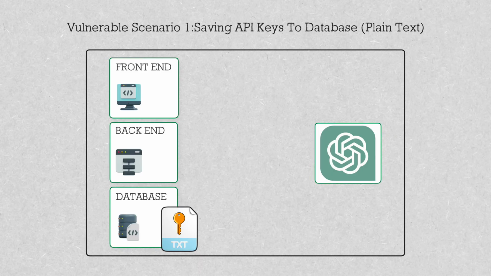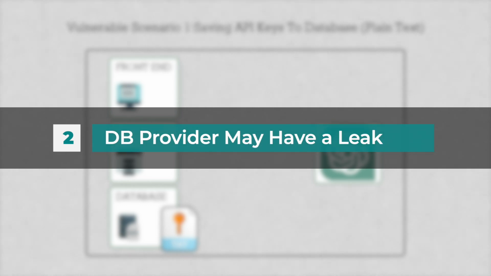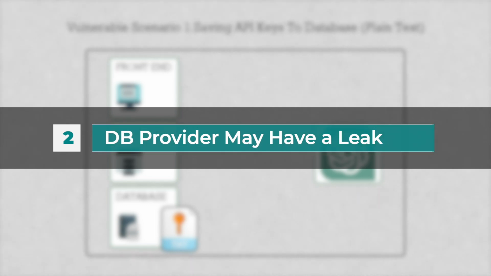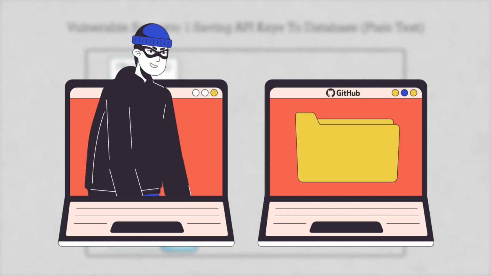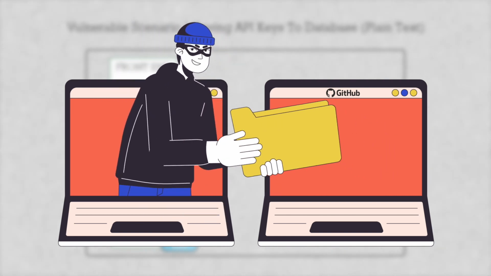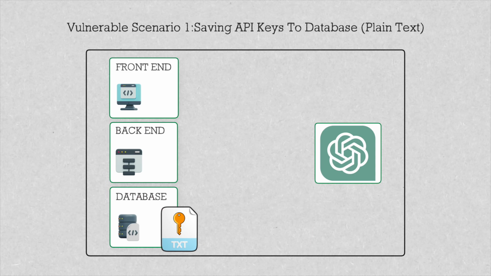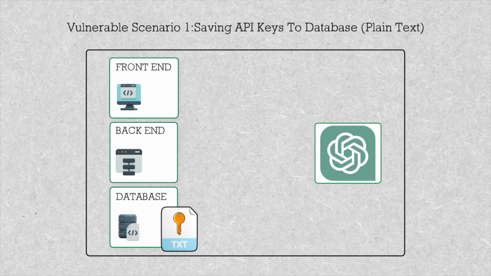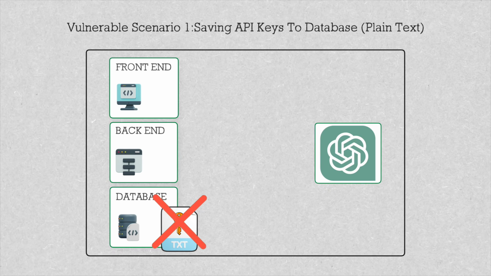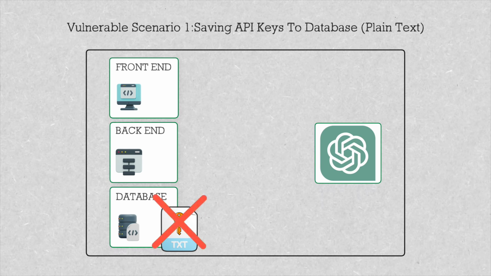Now that's with you and I making a mistake. The second thing is the database provider themselves could have a leak. And in that case, once again, anyone who is malicious could go through the database and actually swipe all of our users' OpenAI keys and do whatever they would want with them, because they're in plain text, so anyone could grab them. So saving the keys in our backend database in plain text is a no-go. So let's move on to scenario 2.